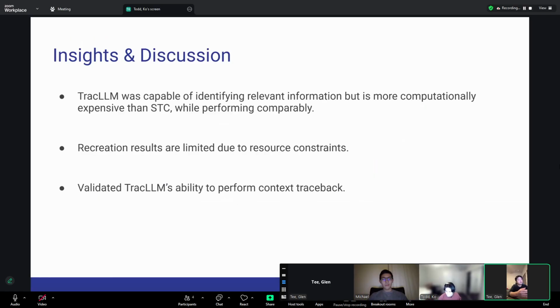So overall, as we could see, TracLLM was pretty capable at identifying relevant information, but is far more computationally expensive than STC while performing comparably. We were unable to validate the claim of TracLLM outperforming STC in certain environments, more so the environments of multiple texts, due to resource constraints. However, we did validate TracLLM's key ability to perform context traceback.